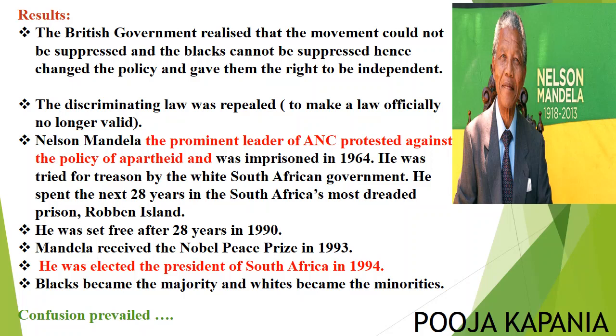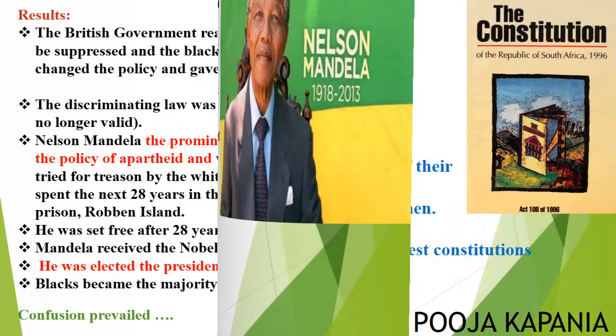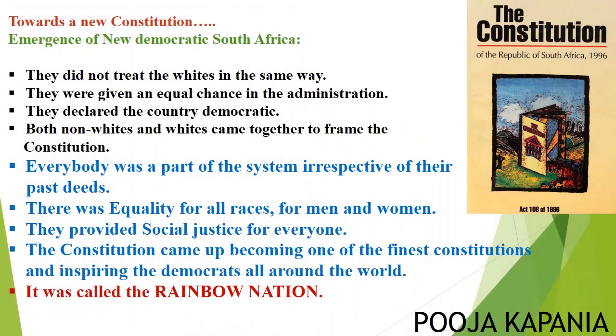Blacks became the majority and whites became the minorities. But confusion still prevailed. Towards a new constitution: emergence of a new democratic South Africa. They did not treat the whites in the same way. They were given an equal chance in the administration. They declared the country democratic.